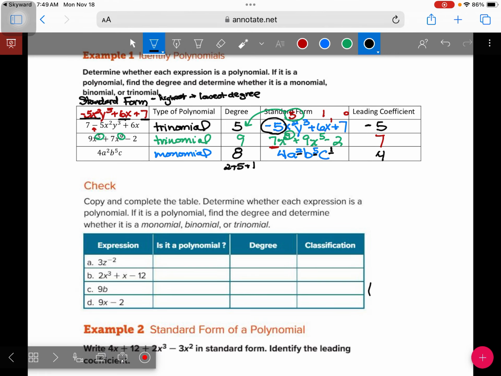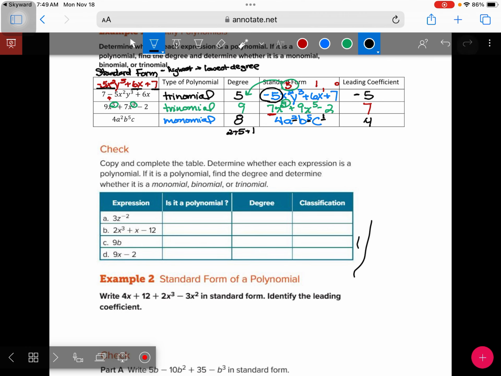Questions about that? Your standard form stays the same. Yes, because there's only one term. If there was another term, we'd have to add up all of those exponents and see which one had the higher degree to go first. Okay? All right, so let's see if you can do the bottom one on your own a little bit.